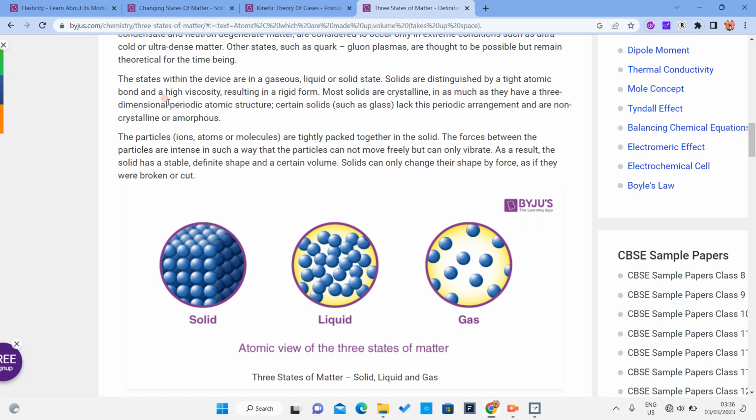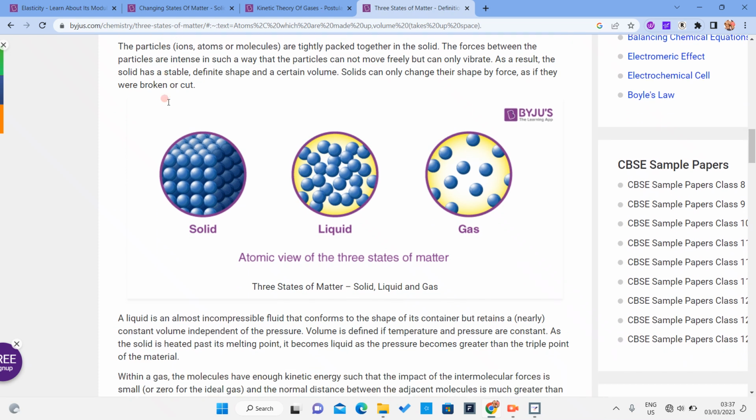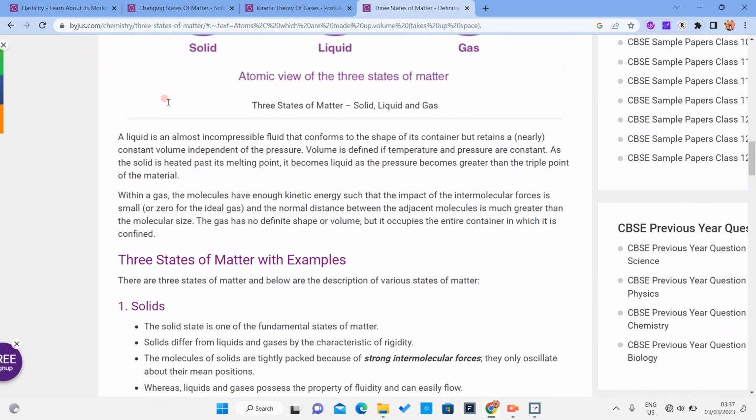And take note also that, as I said before, one of the major things that distinguish all these three states is the forces holding them together. Now, a liquid is almost incompressible. Yes, it's incompressible compared to a gas. A gas is more compressible because of a lot of spaces between the molecules, so you can compress them and reduce the space between them.